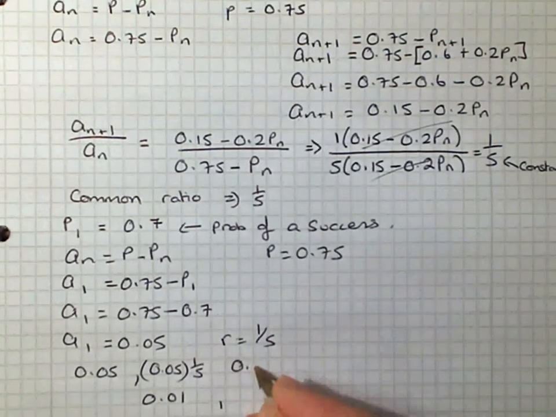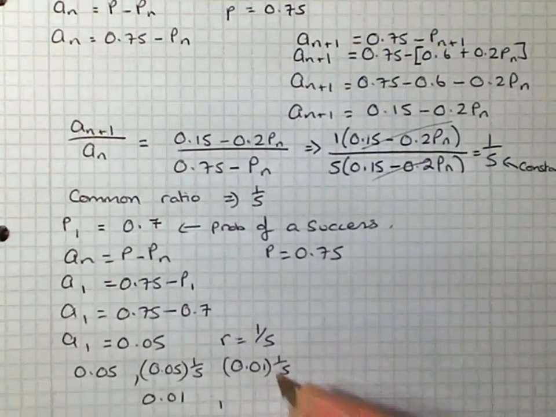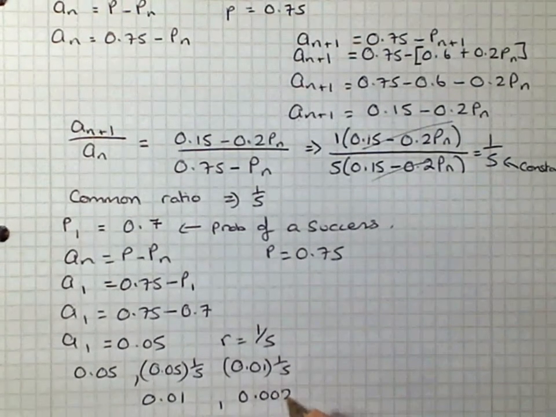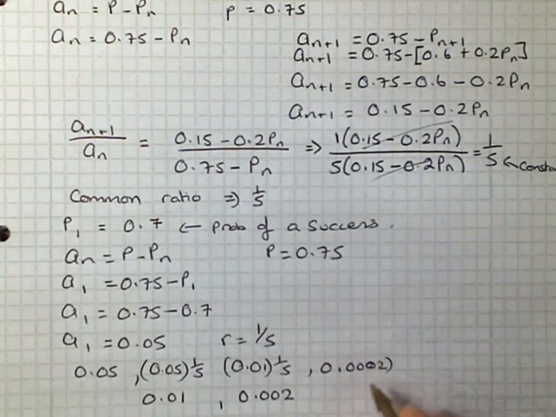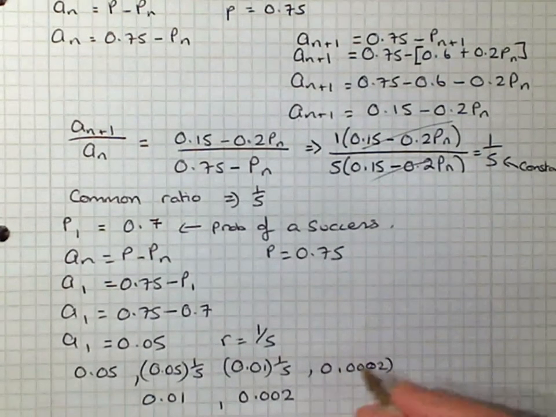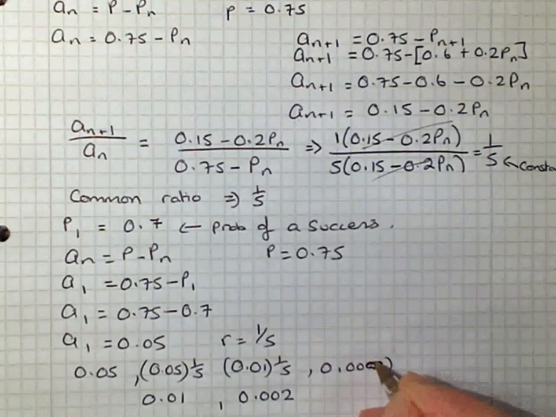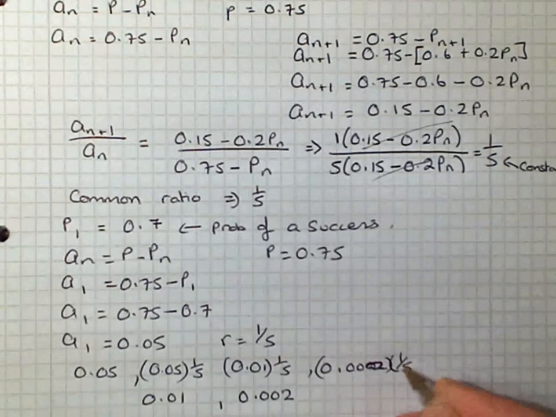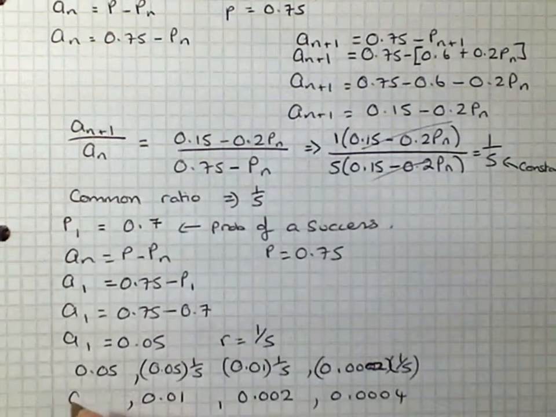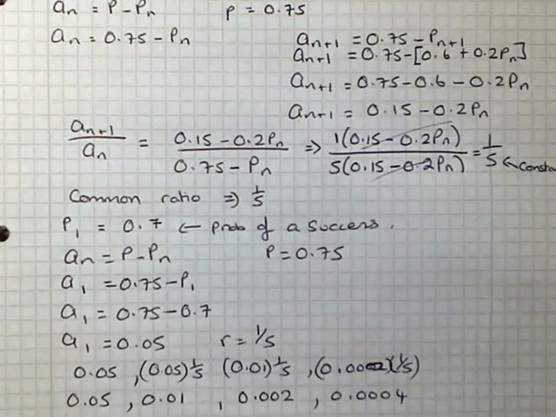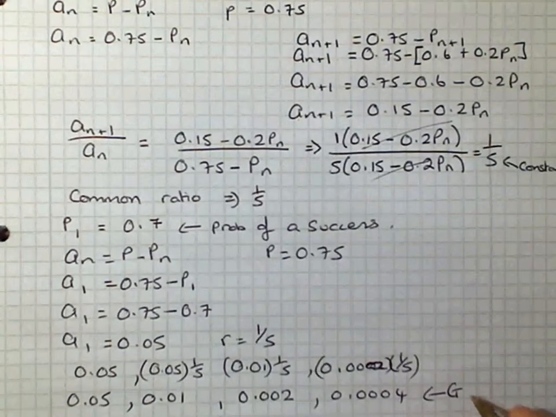The next term is 0.01 multiplied by a fifth, which gives you 0.002, and the next term is 0.0002 multiplied by a fifth, which gives you 0.0004. So they are the first 4 terms of this geometric progression.